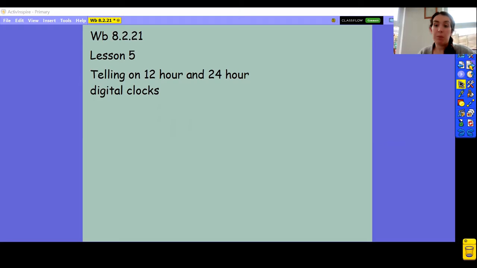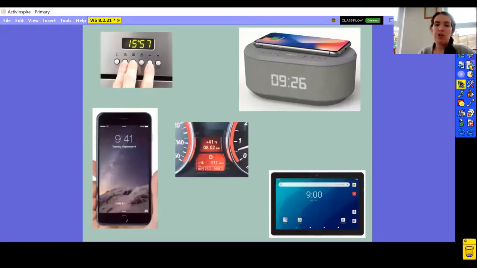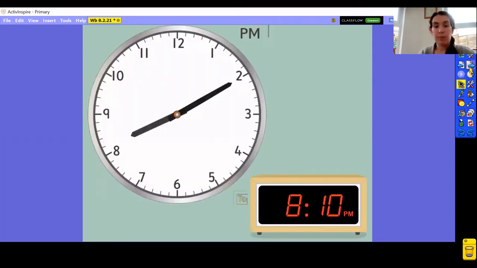So over the last couple of days we've been looking at telling time on what we call an analogue clock, but around your house you've probably got quite a few things that show time in a slightly different way, like your oven or your microwave or your phone or maybe your car or even a tablet. Now these still show the same times as they would on an analogue clock, but in a slightly different way. And today we'll have a little look at how these clocks work and how you can convert between the time shown on an analogue clock and a digital clock.